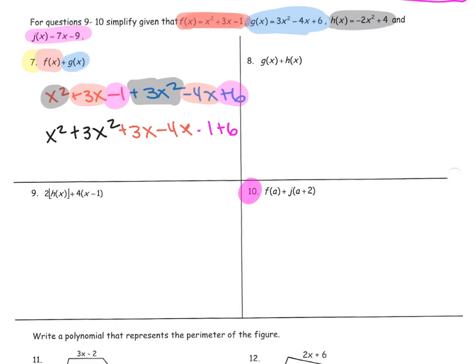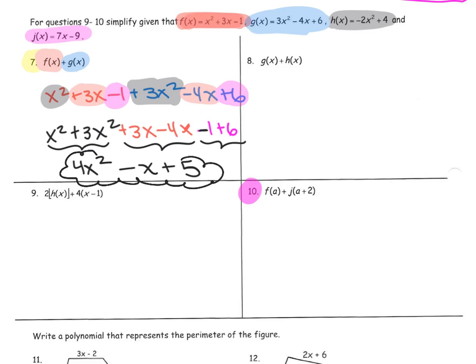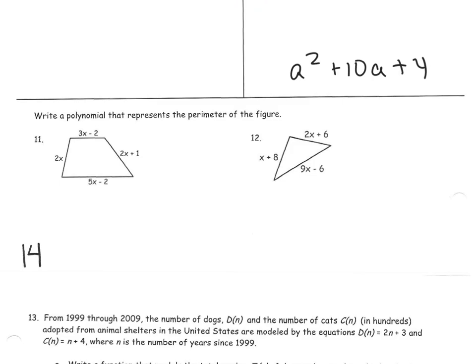All right, now just going to combine my like terms. This is 4x squared minus x, and then I have here that negative 1 plus 6, which is positive 5. Okay, and then that's my final answer for 7. For question 10, I'm just going to again post the answer, but you guys need to show the work. All right, let's flip over to the next page.